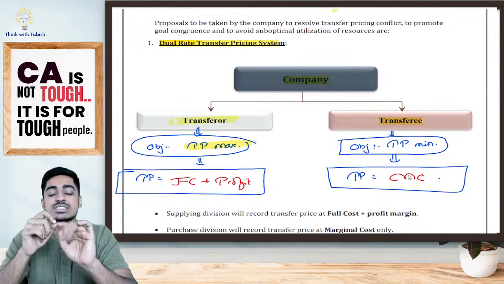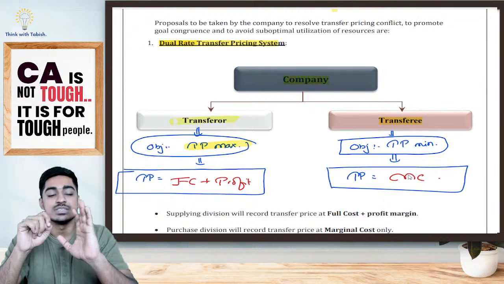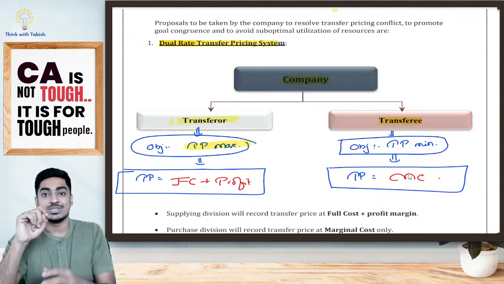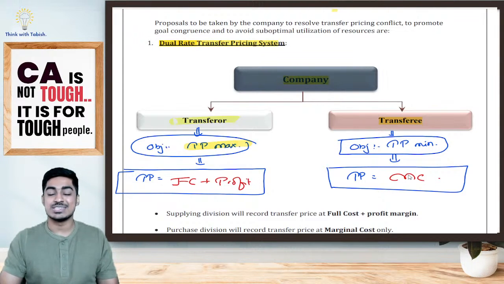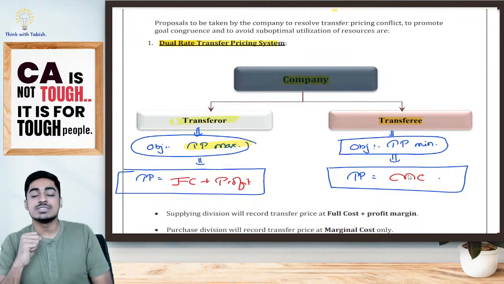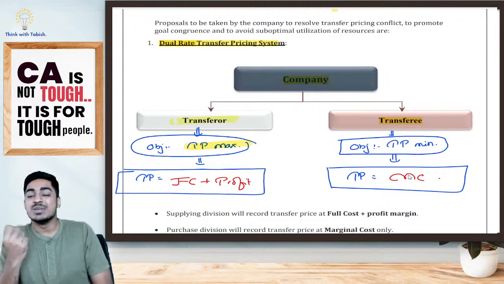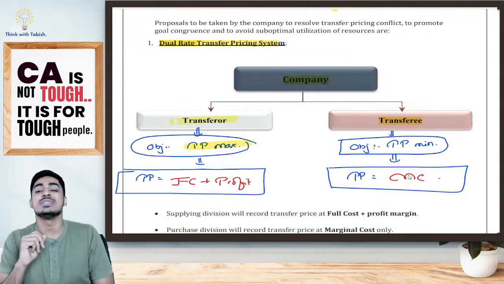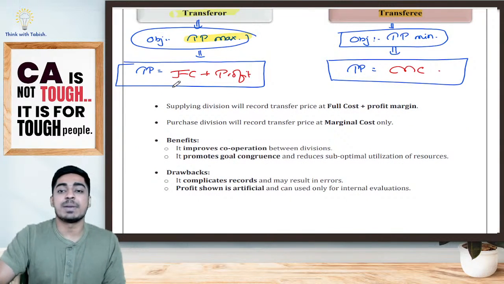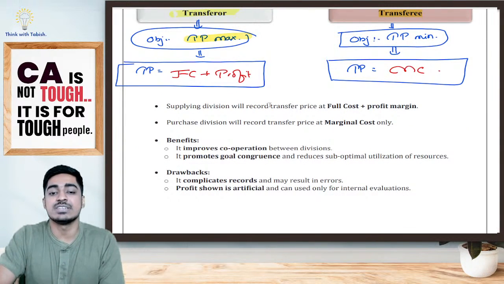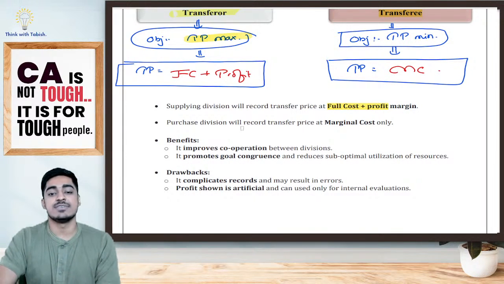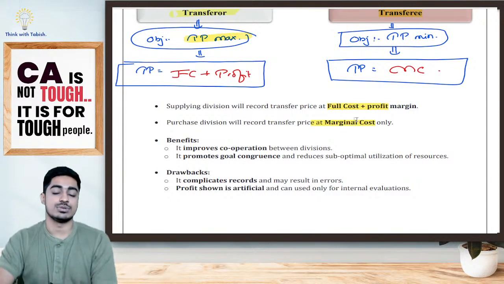Assume the variable cost is 60 rupees and the market price is 130 rupees. In the transferor's books, he is telling, okay, I have sold the goods at 130 rupees. He is happy, I have made so much profit. The transferee is also happy. In his books, he is showing it at 60 rupees. He is telling, I have paid just 60 rupees; in the market it is available at 130 rupees, I have purchased it cheap. Both of them are happy. So the supplying division, the transferring division, will record the transfer price at full cost plus profit. The purchasing division will record the transfer price at marginal cost.